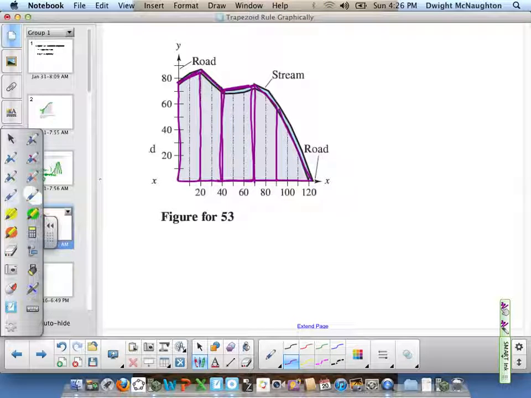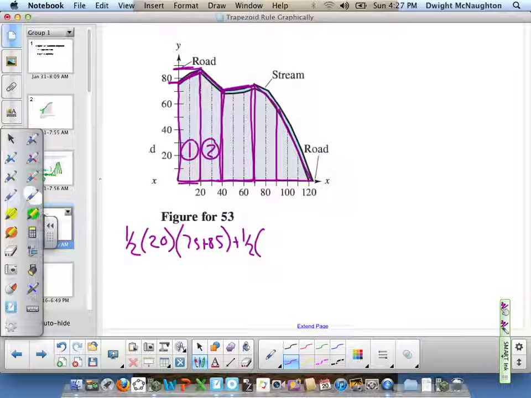All right? So here, this trapezoid, the base is 20, so half of 20, times the sum of the heights, so that looks like 75 and 85. So that's my first trapezoid. My second trapezoid, again, my base is 20. And we'll go sum of the heights, so that'll be 85 again. And you can see it's used twice. And this one looks like about 70.